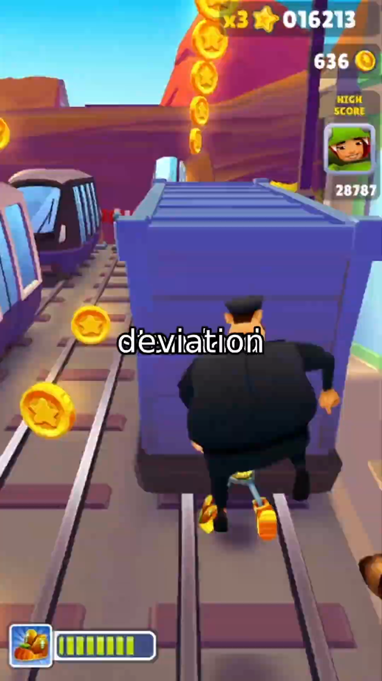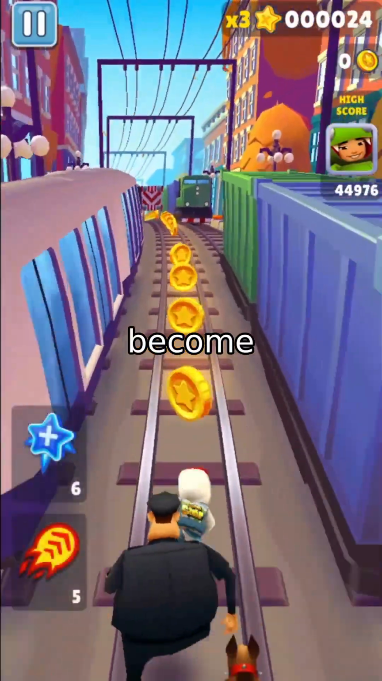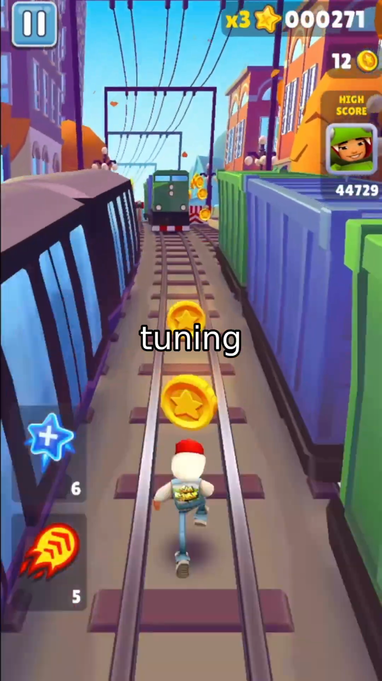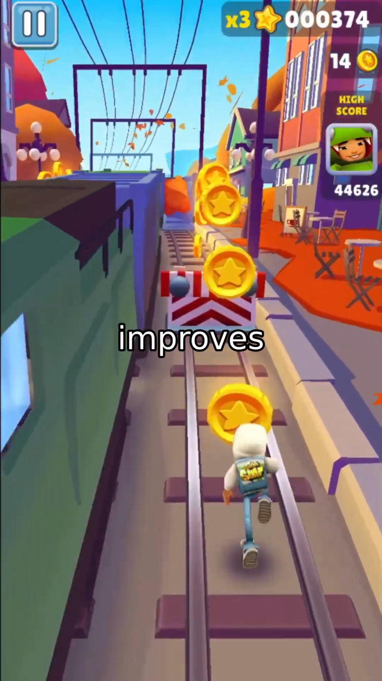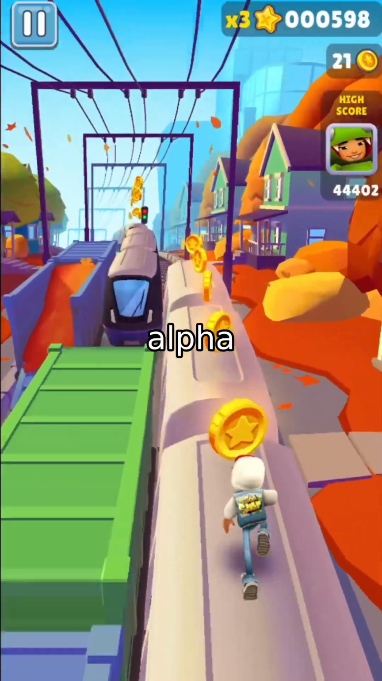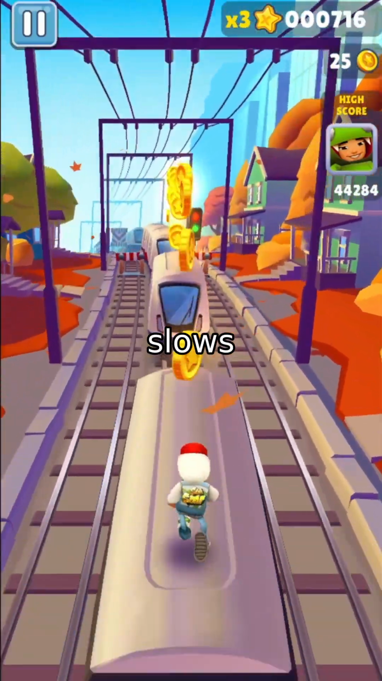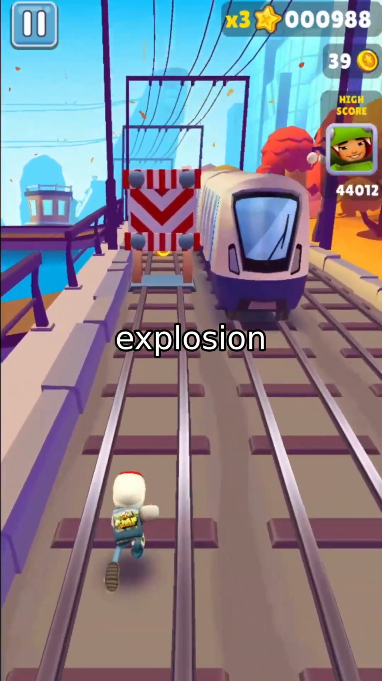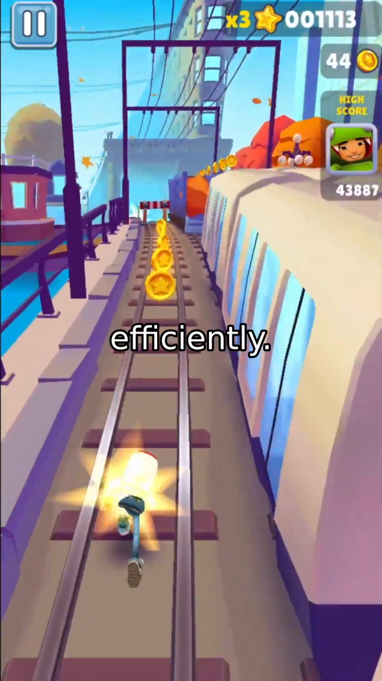If you increase the standard deviation of the initial weights, Derf models become unstable much faster than pre-LN models. Finally, they looked at the trade-offs of tuning alpha. While decreasing alpha improves stability by reducing gradient amplification, setting it too low, for example, alpha equals 0.1, actually slows down convergence. There is a sweet spot, where alpha is small enough to prevent explosion but large enough to allow the network to learn efficiently.